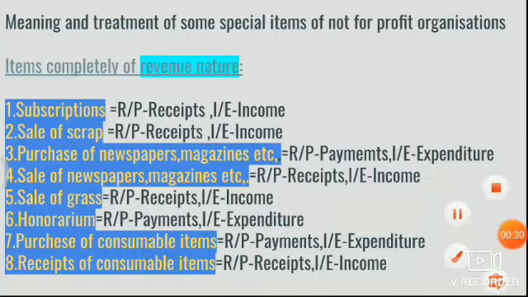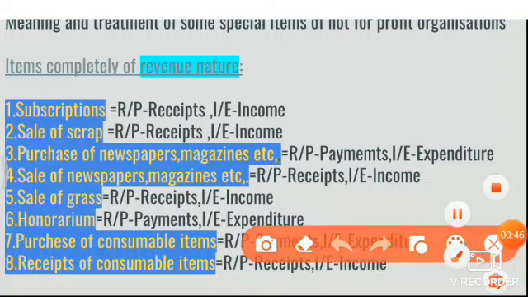The first item is subscription. Subscription is a fee which is paid by the members of a not-for-profit organization. They pay this fee on a regular basis. It may be either monthly, quarterly, or yearly. Since it is received on a regular basis, it is treated as an income. So when the income and expenditure account is prepared, this amount of subscription is shown as an income in the income and expenditure account. And when the amounts are received in the form of subscriptions from the members, it is shown at the end of the year in the receipts and payments account on the receive side.